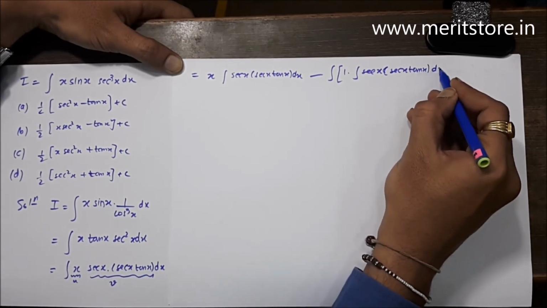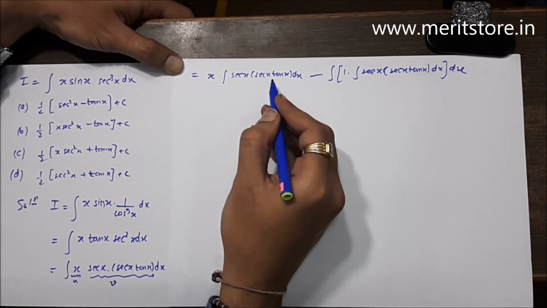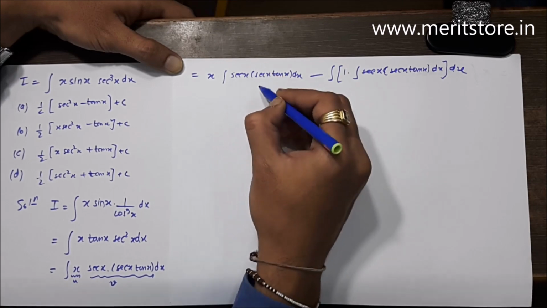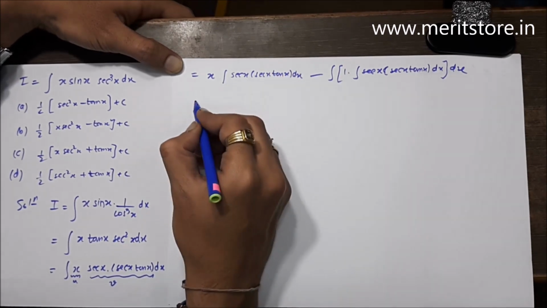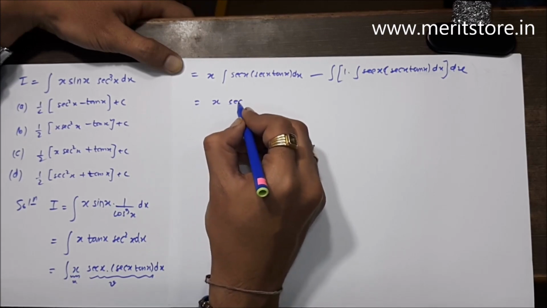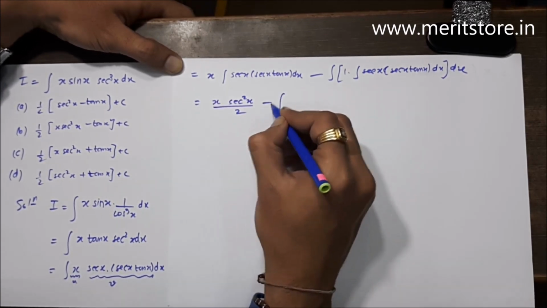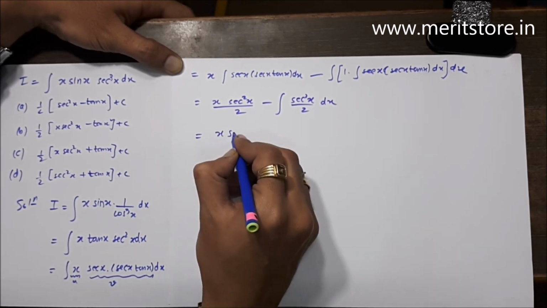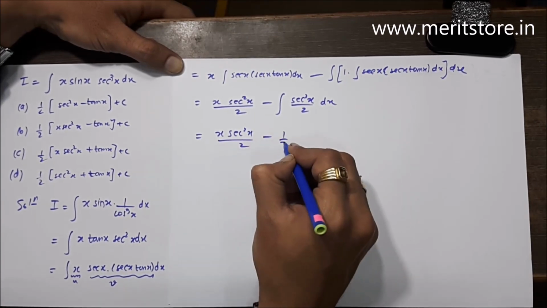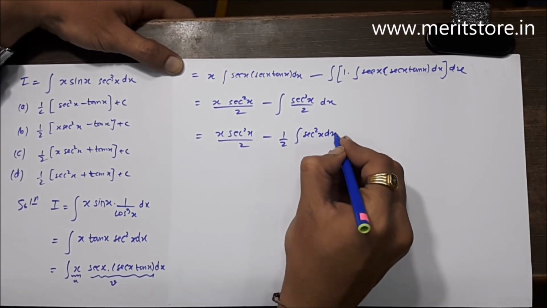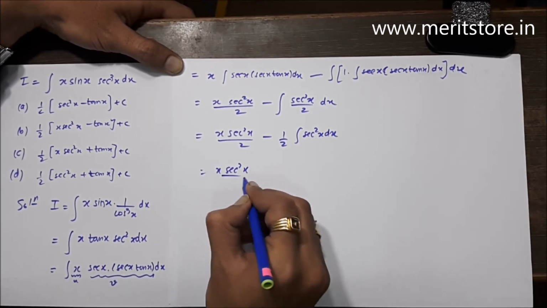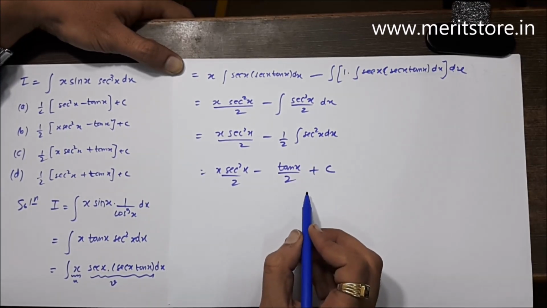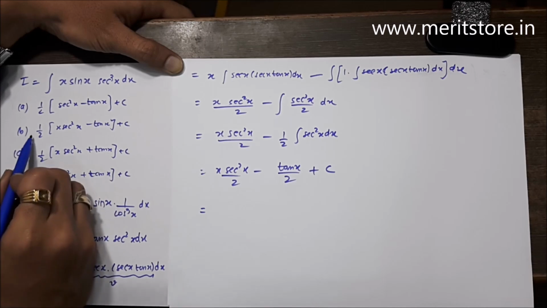tan x dx. Now the advantage of writing it like this is that if sec x is t, then sec x tan x dx becomes my dt, and I can directly write this as x sec square x upon 2 minus integral of sec square x upon 2 dx. So my answer is x sec square x by 2 minus 1 by 2 outside, integration of sec square x dx, which is nothing but x sec square x by 2 minus tan x by 2 plus c, which matches with our option B.